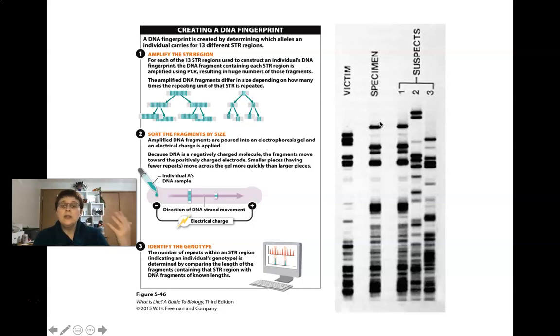We can also use these for things like paternity. So instead of victim and specimen, it could be mother and father. It would be mother and child and then the possible fathers. So this one would be the mother, this one would be the child, and then you'd run the possible fathers, and you'd look for the one that, basically, finished the profile for the baby, to figure out who the father was.